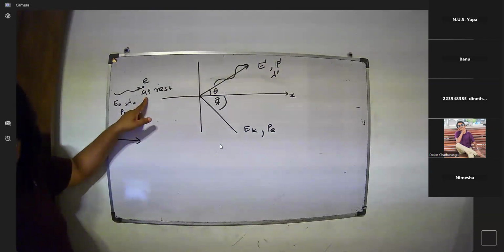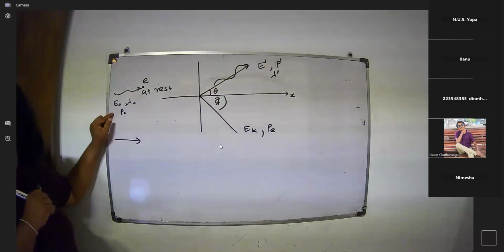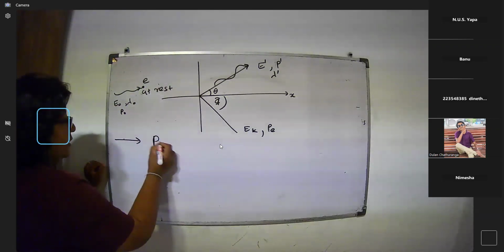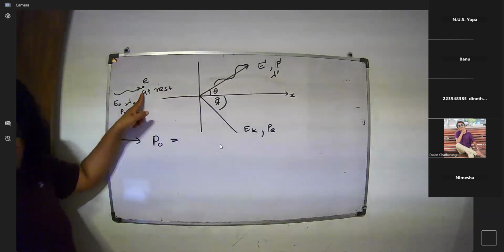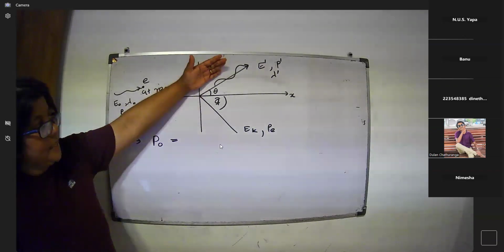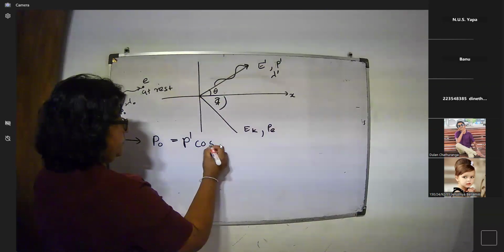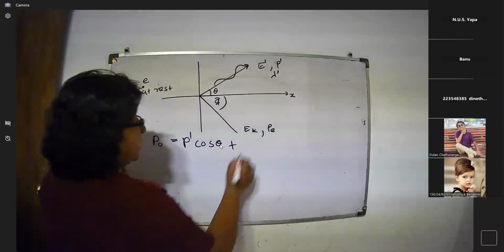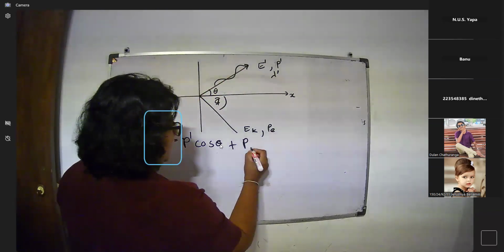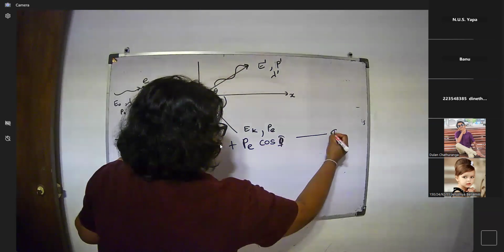Initially there is no momentum for the electron. Then the moving photon is here, and the initial momentum is P naught. No momentum for the electron. And here we can divide into the x-axis: P dash cos theta plus the other one, PE cos phi. This is the first equation.